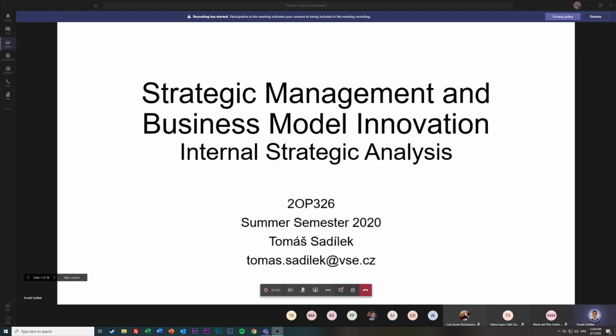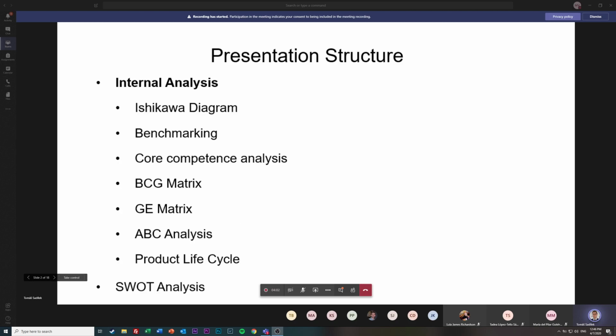So, what's the program for today? Today, we should finish the part about the internal strategic analysis. First, we just start with some summary. Then we are going to do one brainstorming task, or not exactly brainstorming, but a task using the brainstorming technique on the BCG matrix. We're going to speak about the GE matrix, do the practical task for ABC analysis, speak about the product life cycle, and finally do the SWOT analysis and the graphical description in Microsoft Excel.